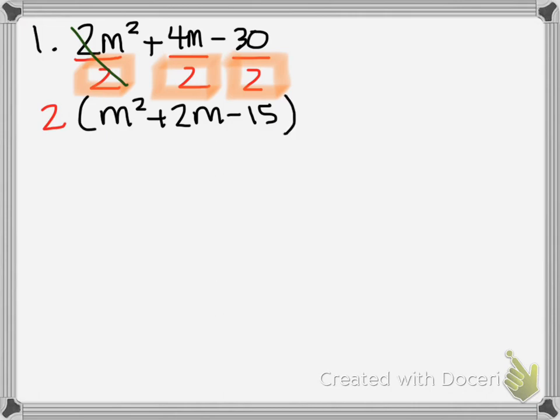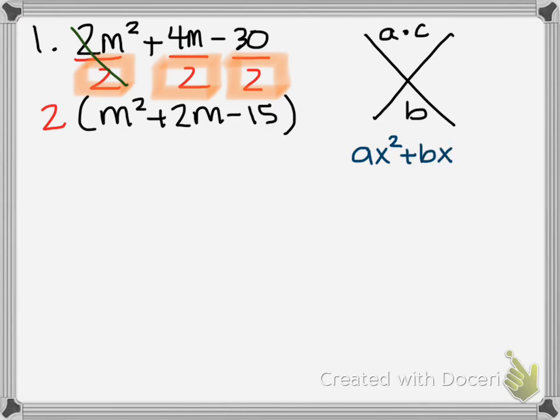Okay, so last year, depending on who you had, they probably showed you the X method or diamond method, however they call it. Basically, you multiply A times C to get B. And if you forgot what that is, anything that's to the second power, the coefficient on the squared term is A. The coefficient that's next to X, or a variable by itself, which is linear, is B. And then the number by itself is C.